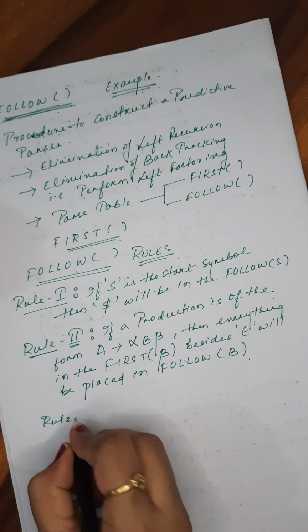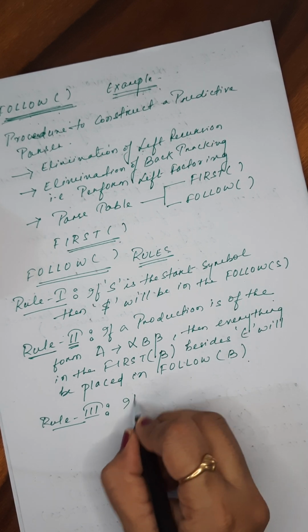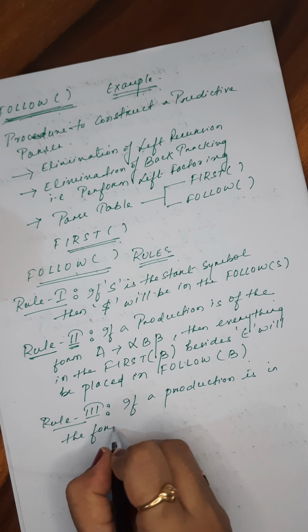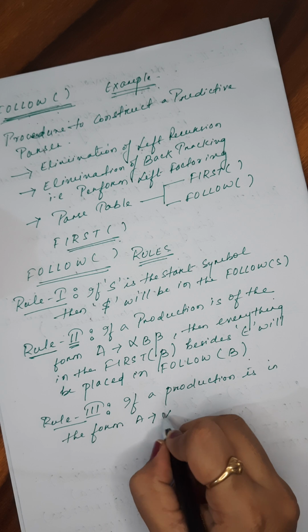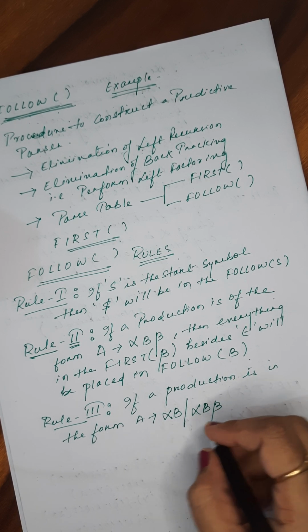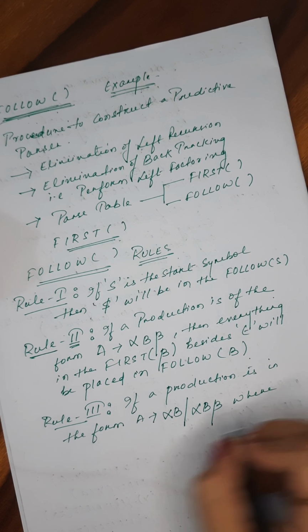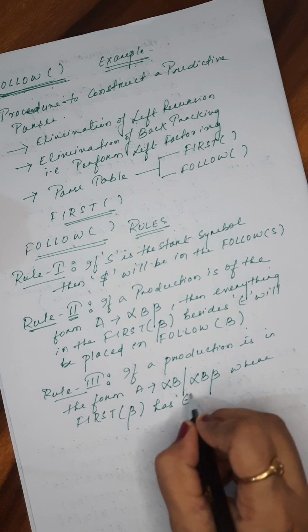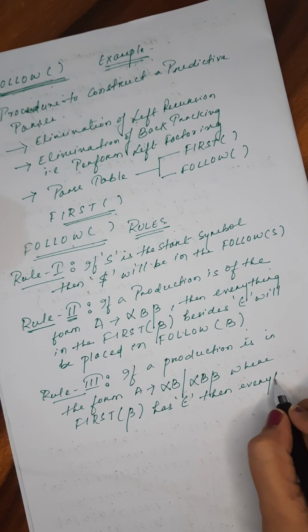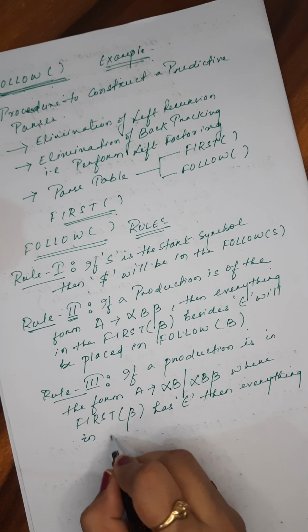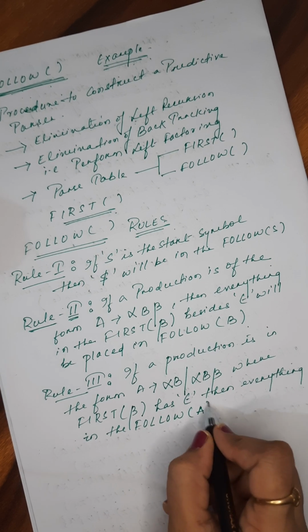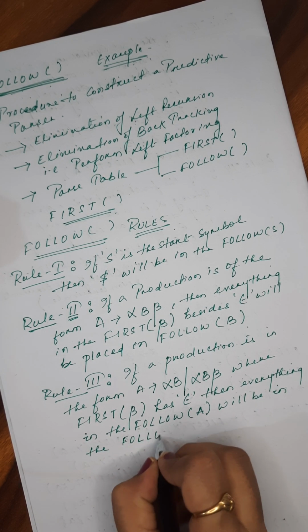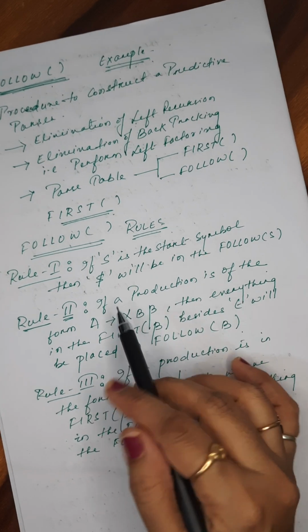Then comes rule number 3. If a production is in the form A tends to alpha B or alpha B beta, both the forms we have to check, where first of beta has epsilon, then everything in the follow of A will be in the follow of B. So, these are the three rules to calculate follows.